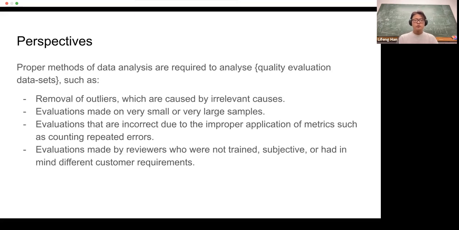Some perspectives from our work. Proper methods of data analysis are required to analyze quality evaluation data sets, such as removal of outliers, which are caused by irrelevant causes. Evaluations made on very small or very large samples. Evaluations that are incorrect due to the improper application of metrics such as counting repeated errors. Evaluations made by reviewers who are not trained, subjective, or had in mind different customer requirements.